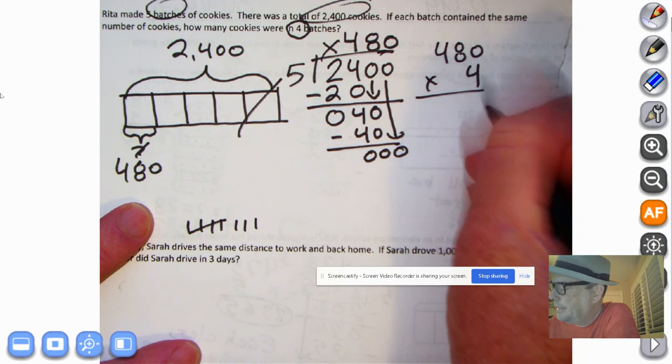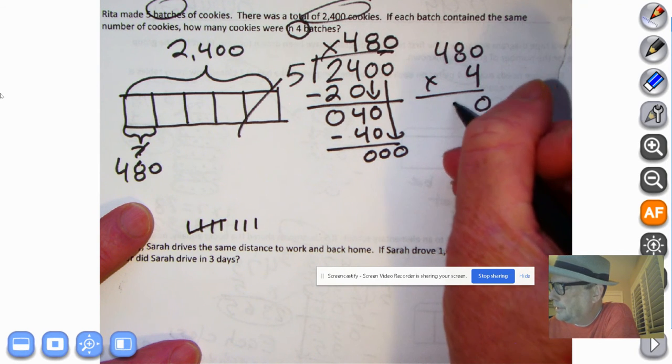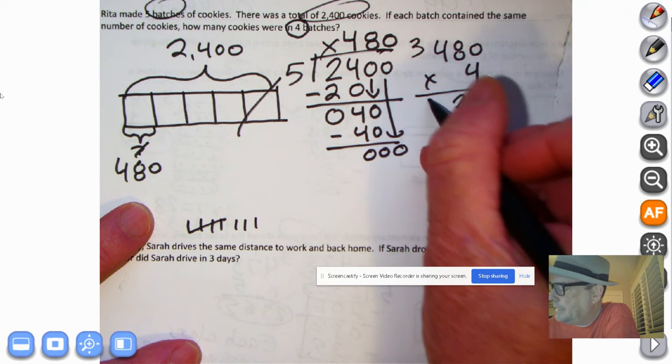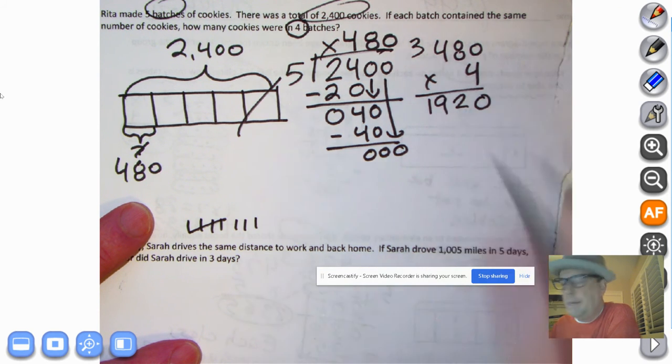0 times 4 is 0. 8 times 4 is 32. Carry the 3. 4 times 4 is 16, plus the 3 is 19. So 1,920 would be in 4 batches.